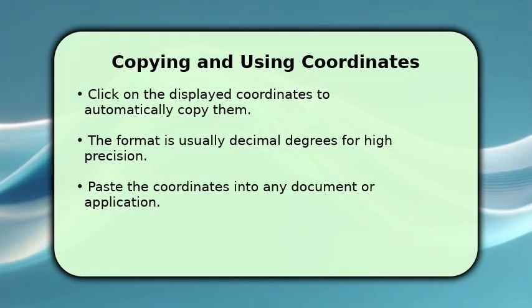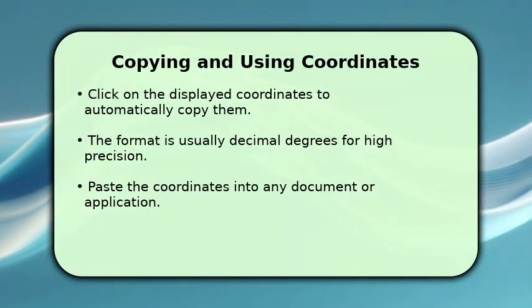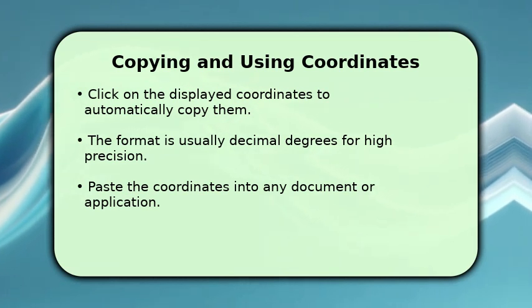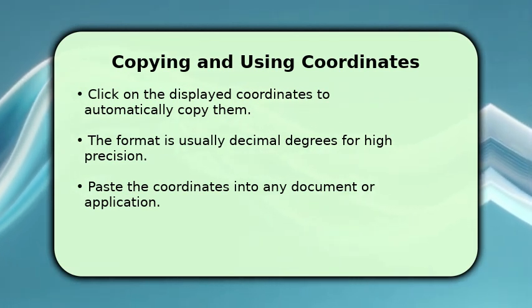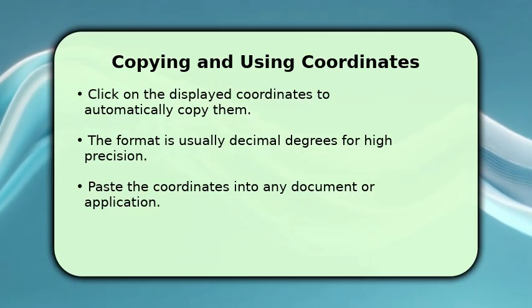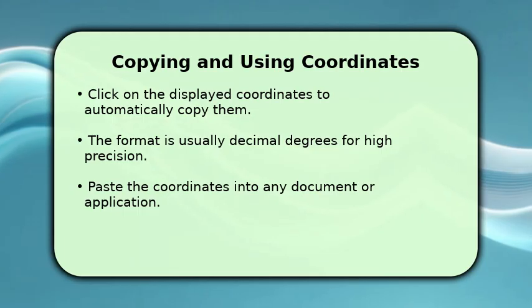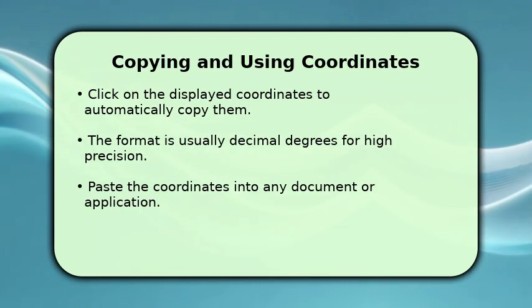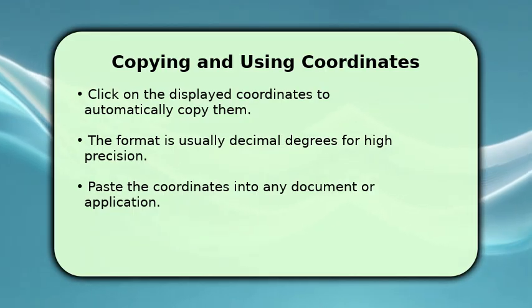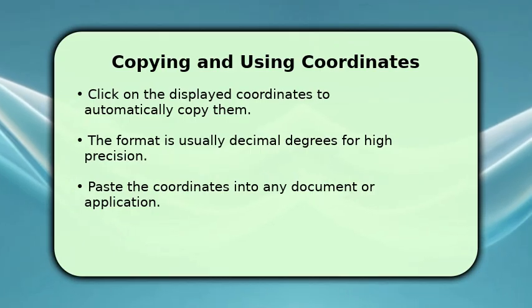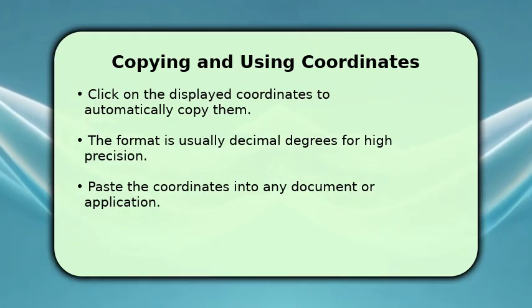To easily use these coordinates, simply click on the displayed numbers in the pop-up box. This action will automatically copy the full string of numbers to your clipboard. The standard format is decimal degrees, offering a high level of precision, often to 6 or more decimal places. You can then paste these copied coordinates into any document, email, or another mapping application for sharing or further analysis.